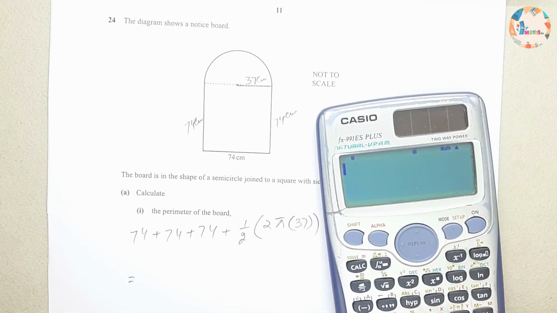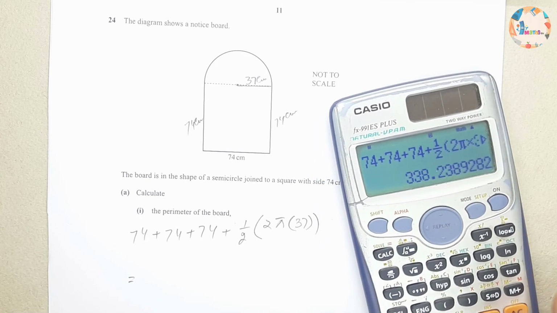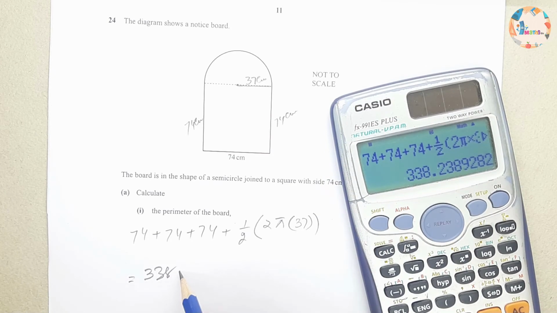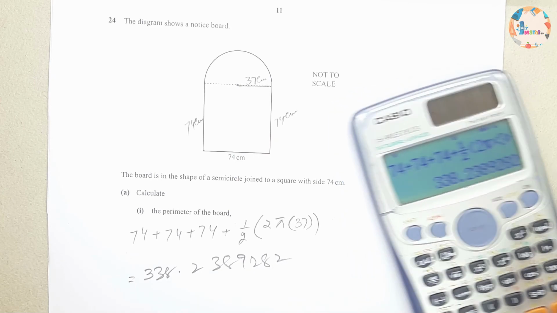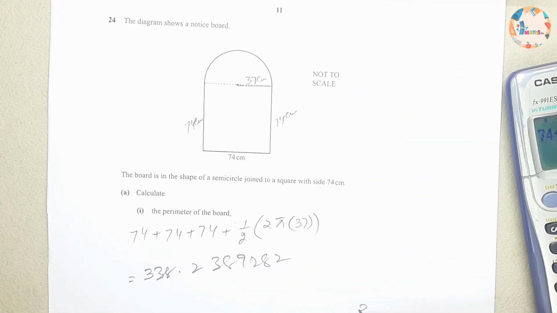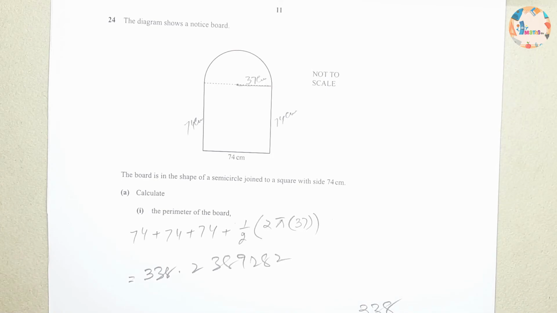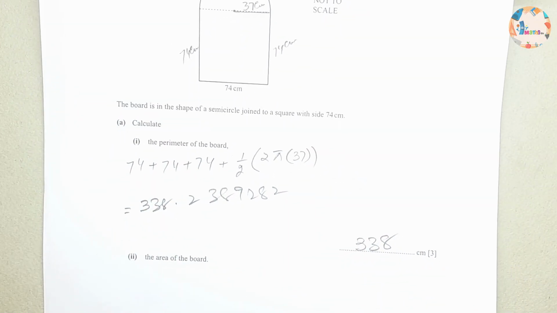This will be equal to 74 plus 74 plus 74 plus 1 over 2 into 2 pi, and into 37, and we can write in brackets or multiplication 37 and bracket close, and this will be 338.2389282. I have written the whole calculator digits, but I will be rounding this one to 338, and this will be our answer. This one I can show you the answer.